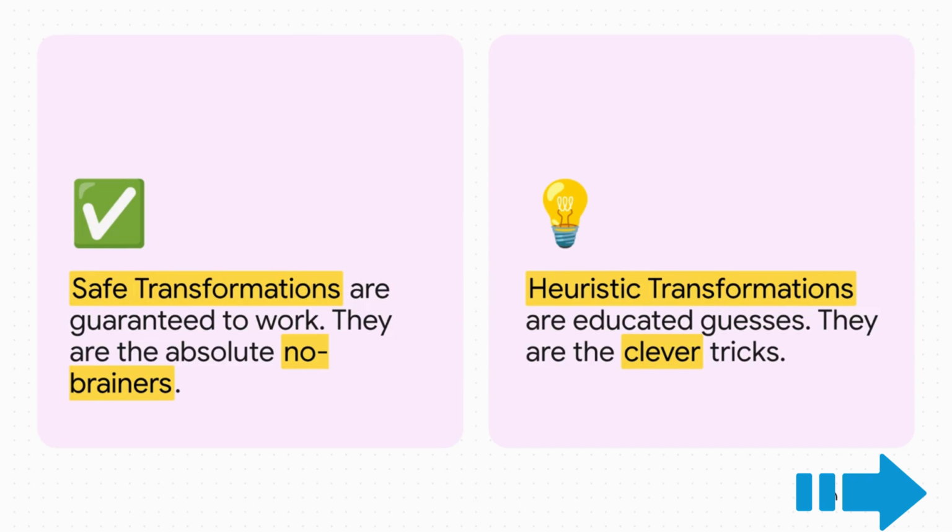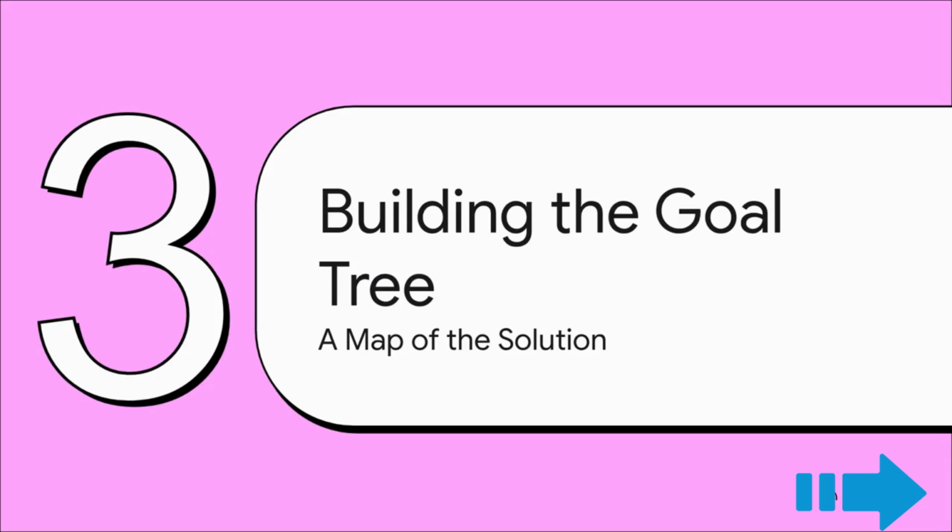But on the other side, you've got heuristic transformations. Think of these more like educated guesses or clever tricks. They're things like trigonometric substitutions that might make the problem way easier, but there's no guarantee. To be an expert, you really need both. So, with all these potential moves, how on earth does the program keep track of what it's doing?